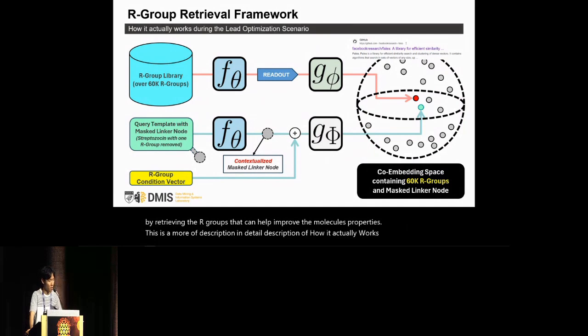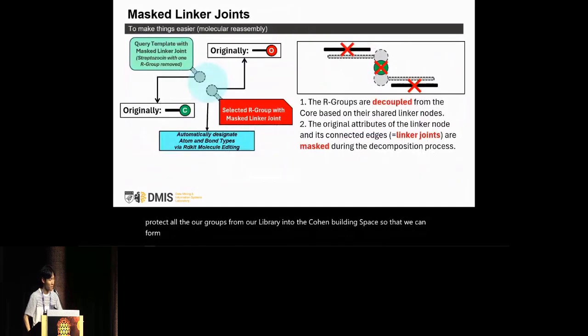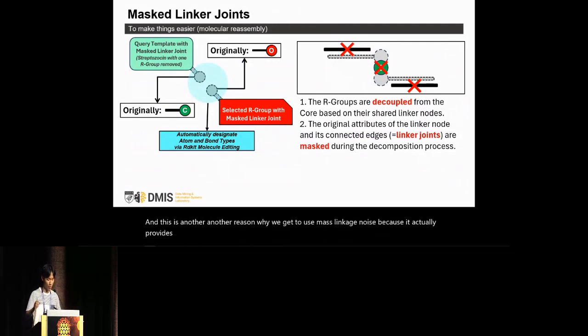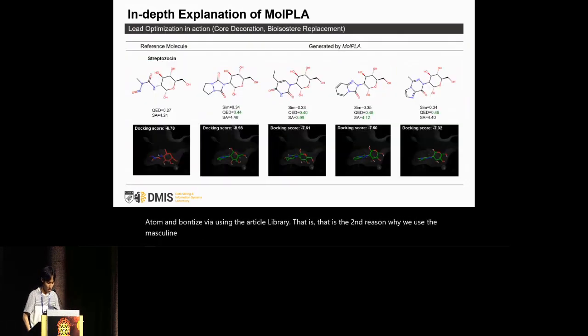We basically project all the R groups from our library into the co-embedding space so that we can perform vector similarity search. And this is another reason why we use mask linker joints, because it provides flexibility by reverse processing the decoupling, meaning that when we want to attach another R group to the current query template, we can automatically designate the atom and bond types using the RDKit library. That is the second reason why we use the mask linker joints. And so these are the results of the lead optimization.